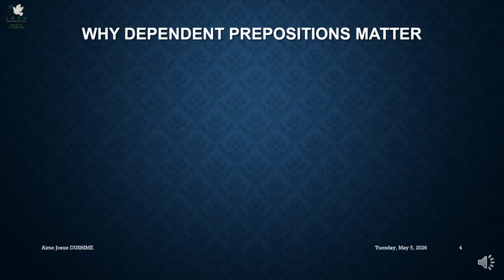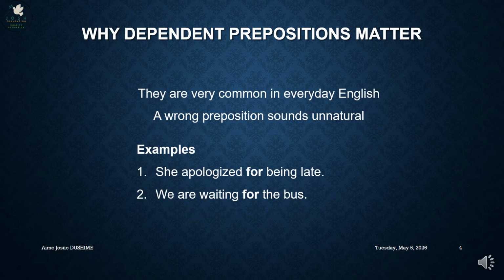Let's see why dependent prepositions matter in English. Why are you learning dependent prepositions? What's the importance of that? They are very common in everyday English. That means that a wrong preposition sounds unnatural. When you use the wrong preposition, that makes your conversation or your speech sound unnatural to the person who is listening to it. Let's take an example.